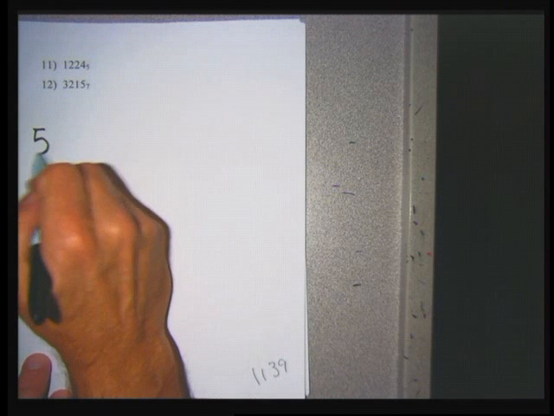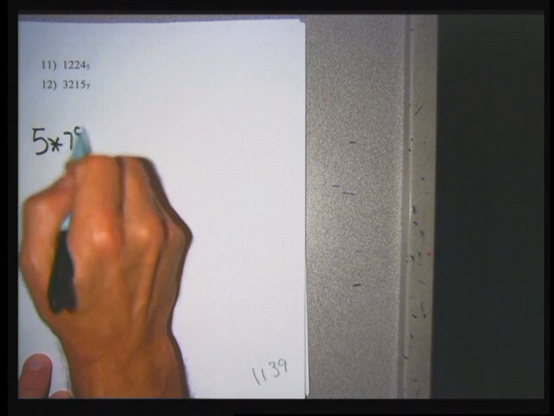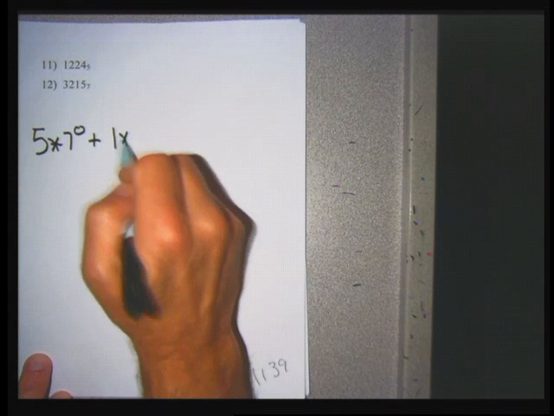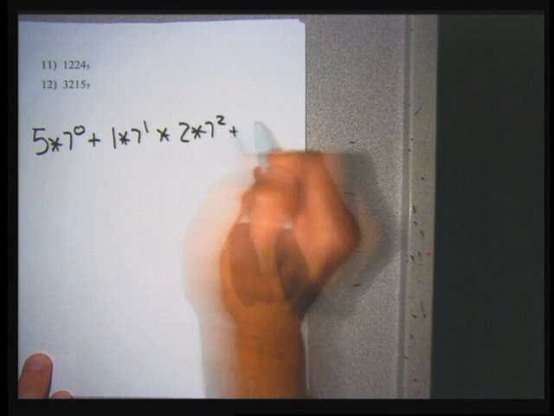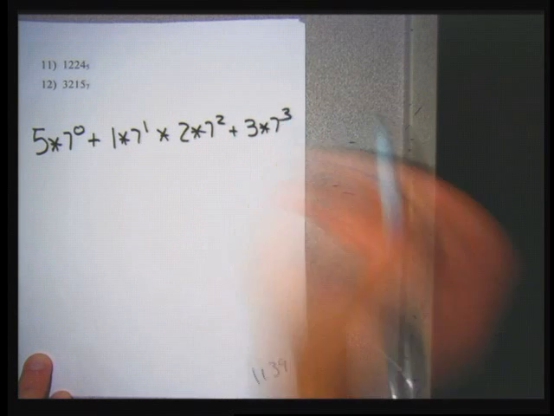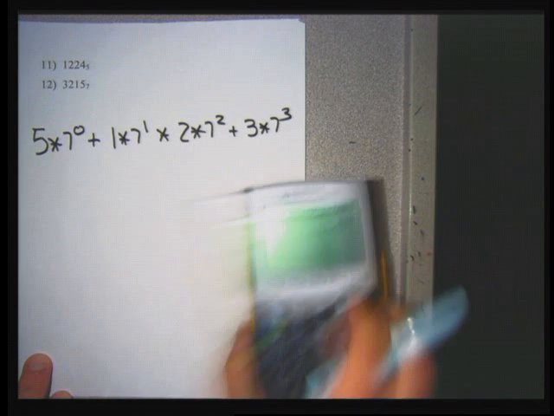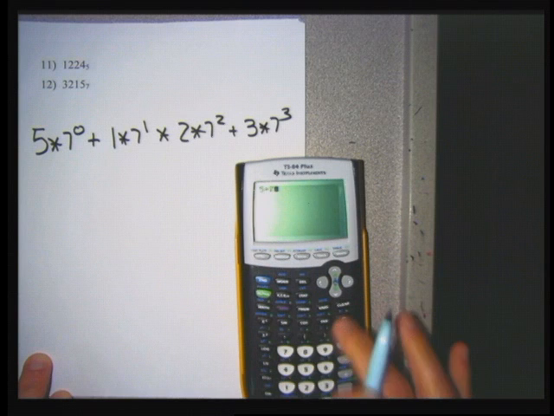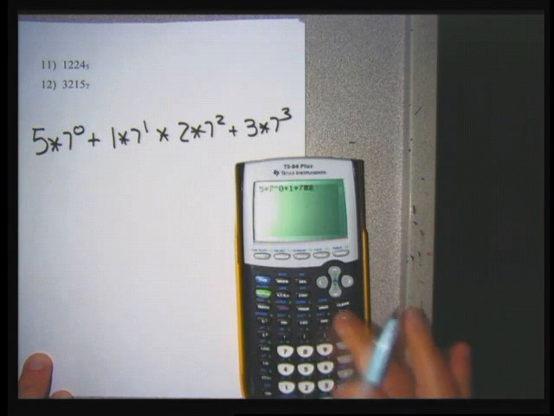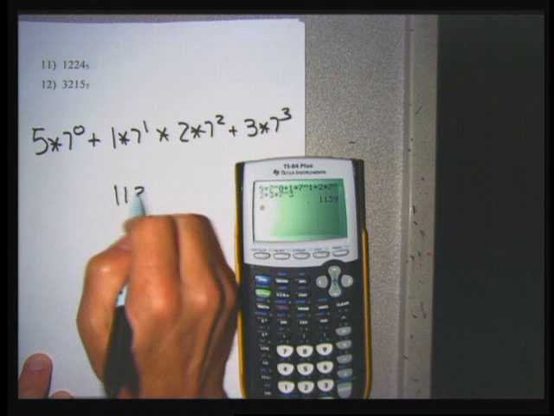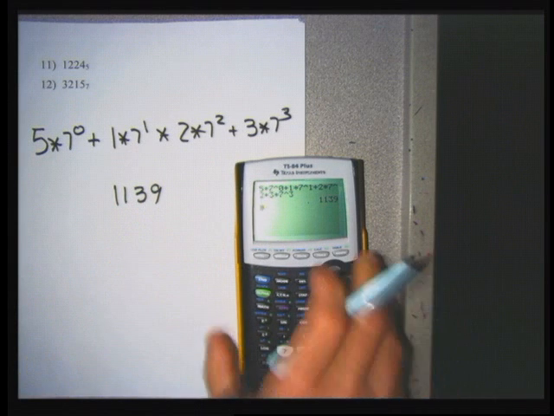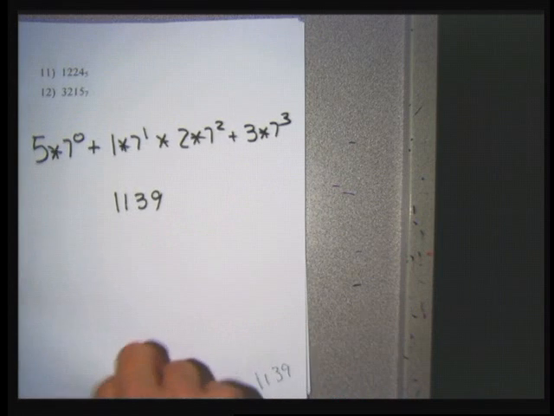So I can start to do these pretty efficiently. So start writing it backwards for number 12. 5 times 7 to the 0 plus 1 times 7 to the first plus 2 times 7 squared plus 3 times 7 cubed. Apparently that's 1139. Make sure 5 times 7 up arrow 0 plus 1 times 7 up arrow 1 plus 2 times 7 up arrow 2 plus 3 times 7 up arrow 3, and I get 1139. 4 more of these, and then we'll go backwards. Backwards isn't hard, it's much more tedious though.